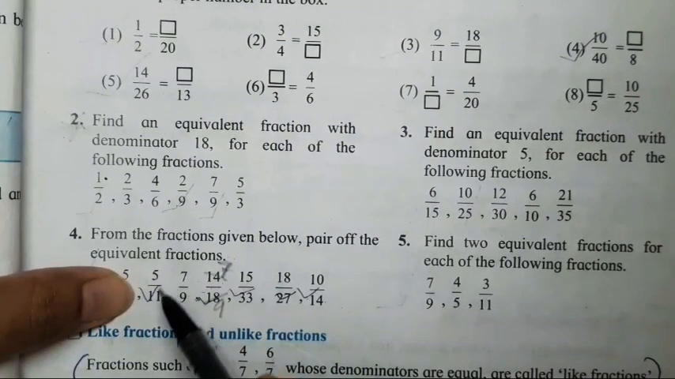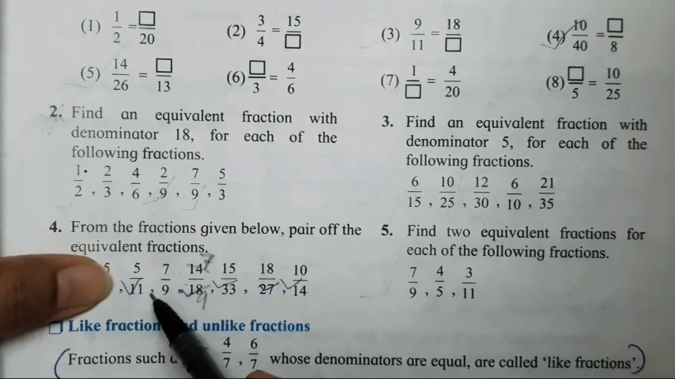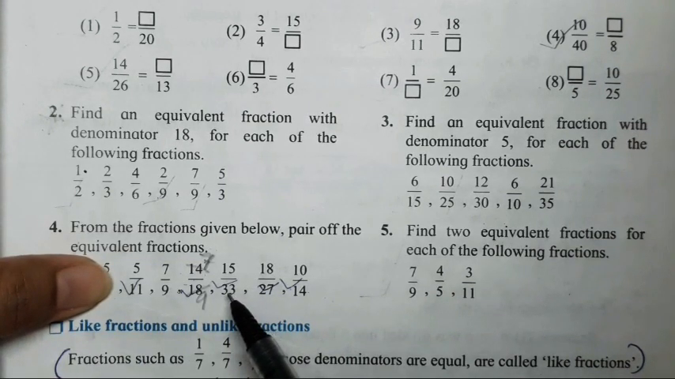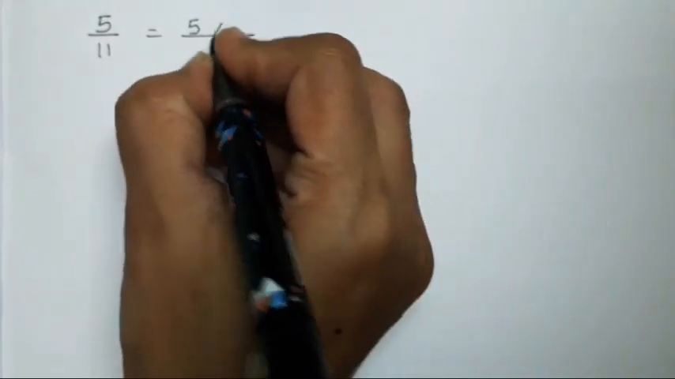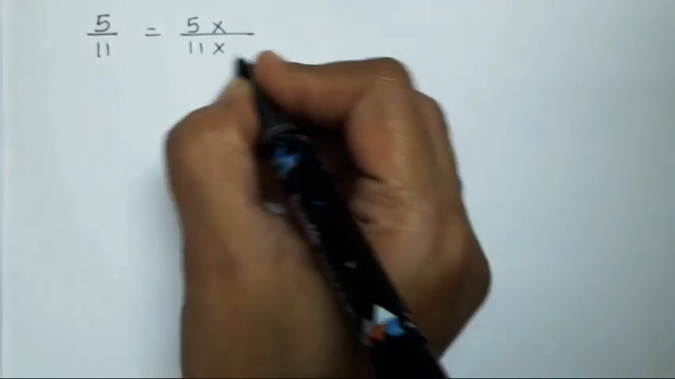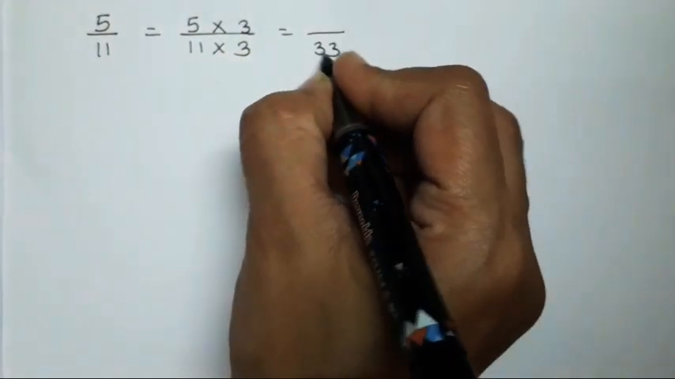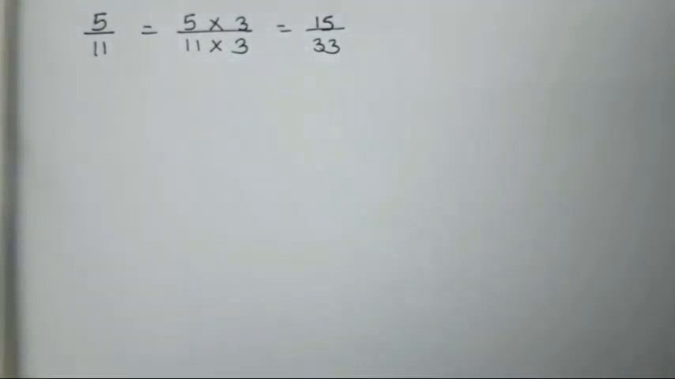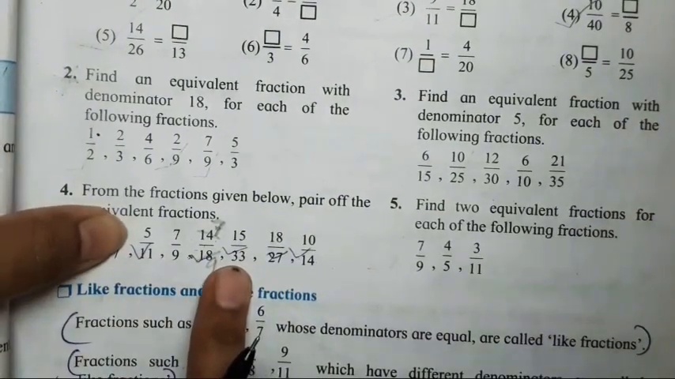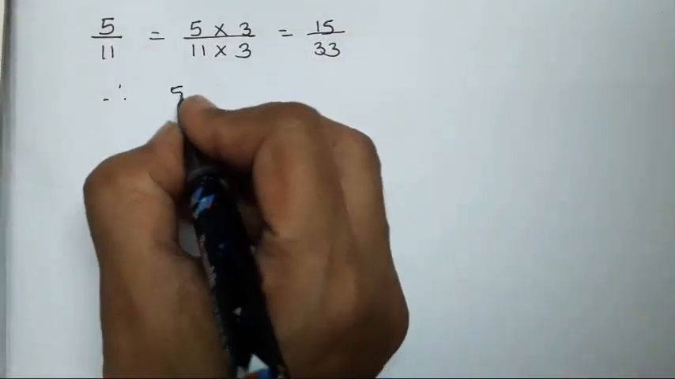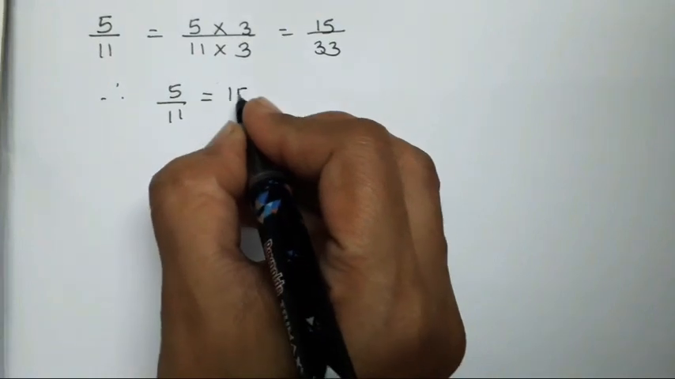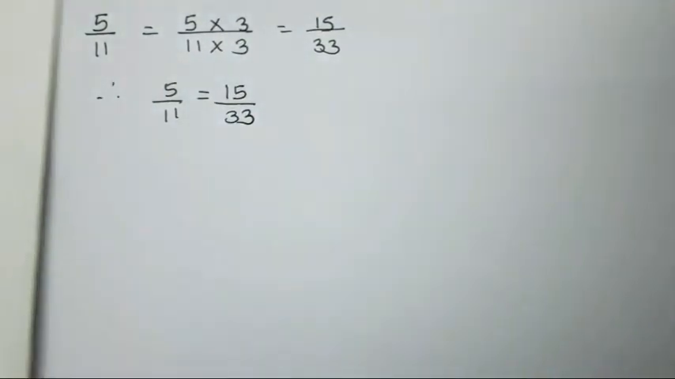Next is 5 upon 11. Now when 11 is there, we all know we are going to get 33 or 22, 44, this kind of numbers. So 5 upon 11, that means 5 multiplied with what and 11 multiplied with what in order to get 33? So 15 and 33 is already there. Therefore 5 upon 11 is equal to 15 upon 33.